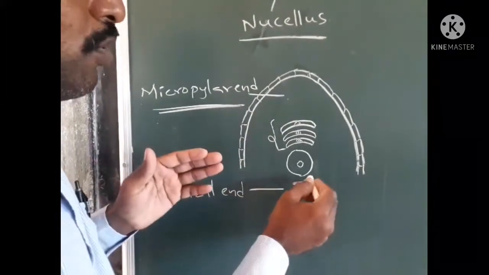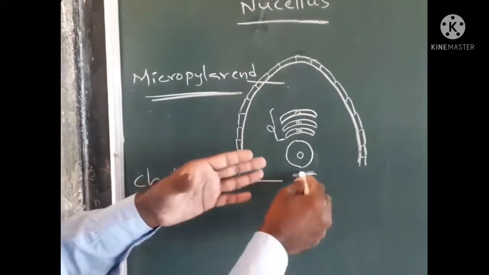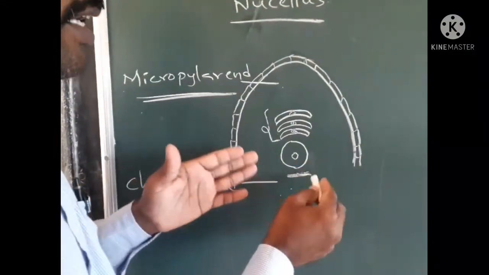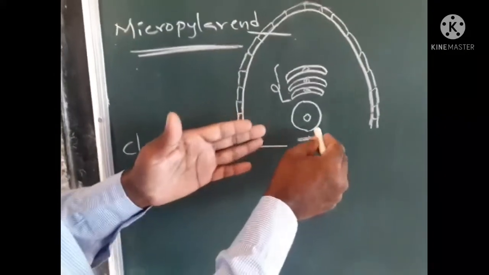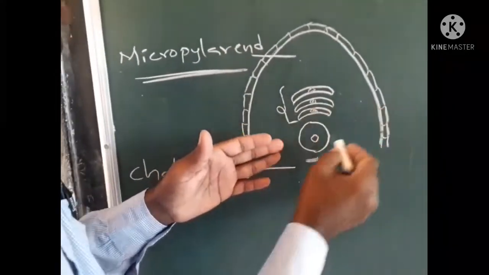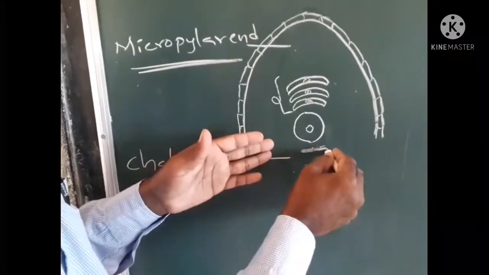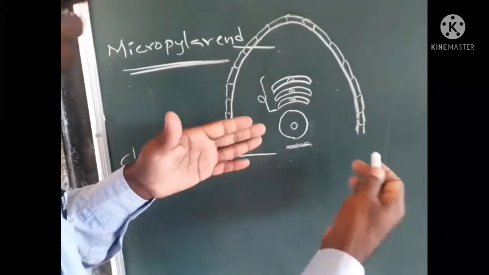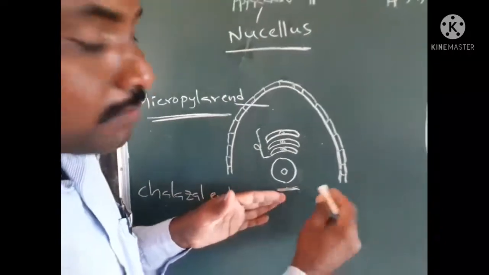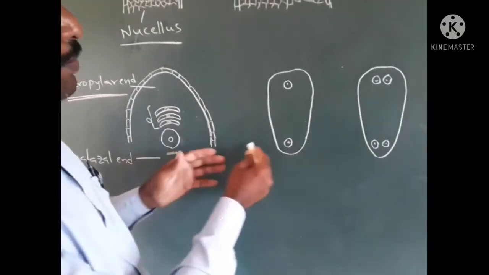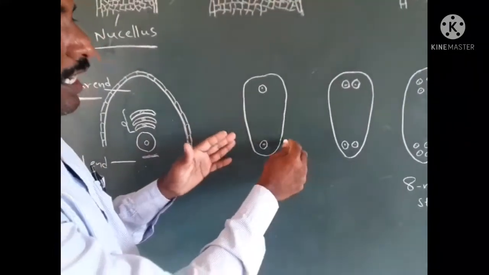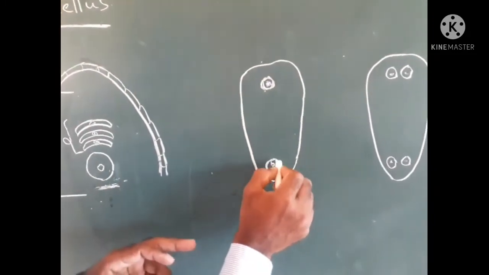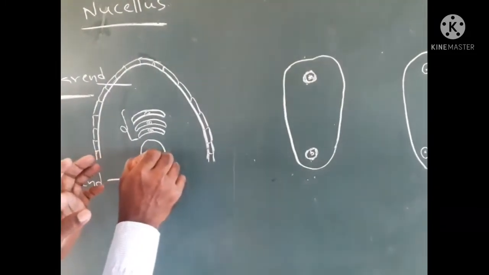At the chalazal end, this is a haploid megaspore which remains in active condition. These three are degenerate. Only the active one acts as the functional megaspore and forms the embryo sac, which means it participates in the formation of the embryo sac. Here these are not cells, these are nuclei only.